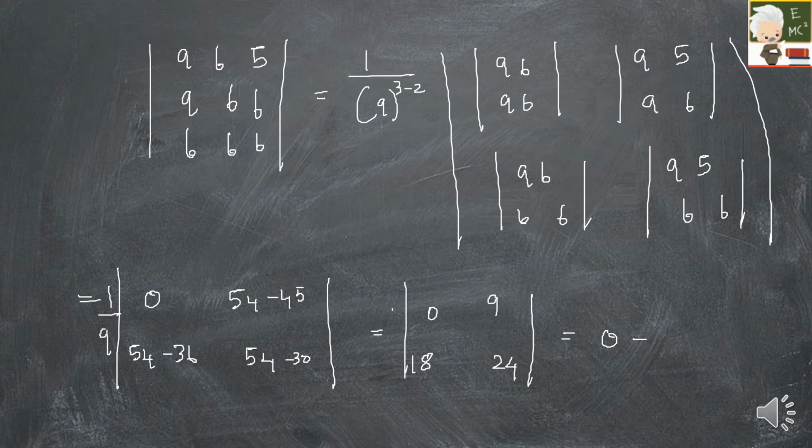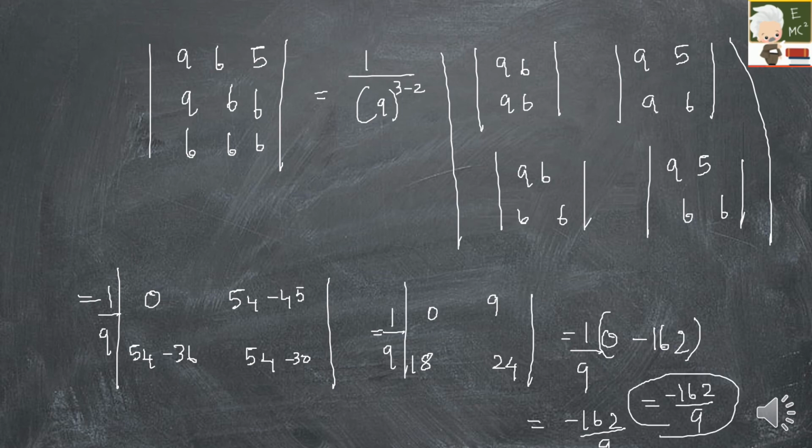1 by 9. So 0 minus 18 into 9, it will be 162. So my final answer is minus 162 divided by 9. You can do this by the normal method also. This will be helpful for a 4 by 4 matrix.